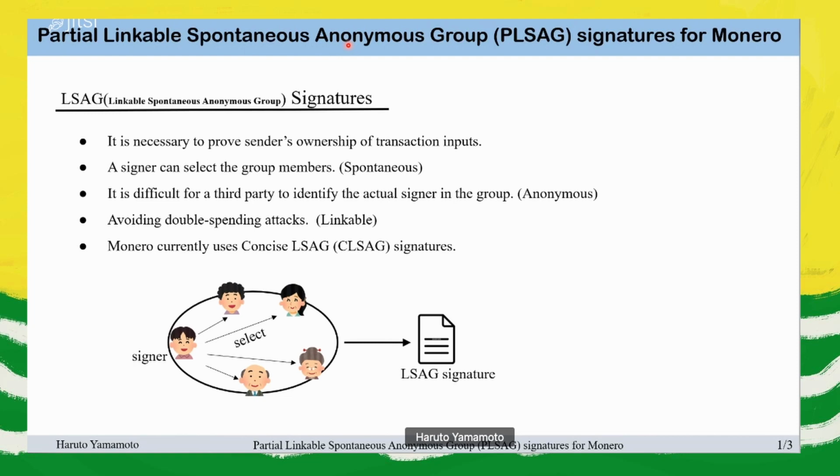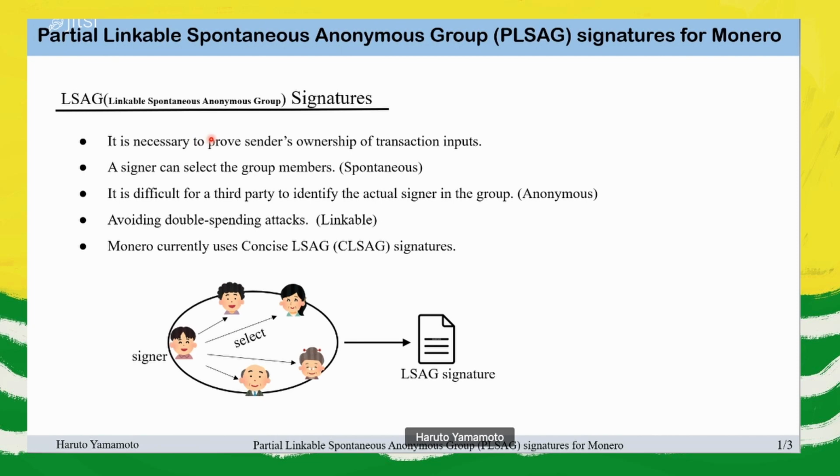Hello everyone, my name is Haruto Yamamoto, and I am studying information security at Kano University in Japan. Today I would like to introduce my research on partial linkable spontaneous anonymous group signature from Monero. Firstly, I would like to explain about LSAG signatures. It's a kind of digital signature.